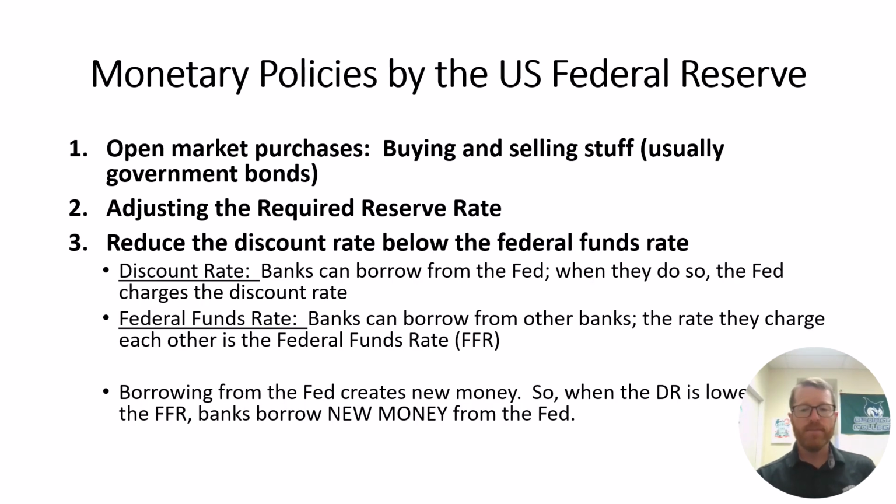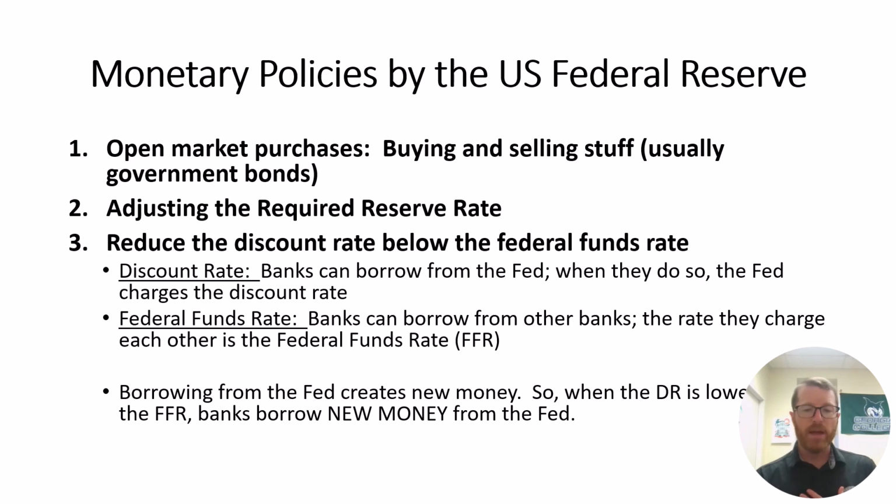A third policy, and this is starting to get a little bit complicated, so I'm going to send you some resources that will help you along the way with this. A third policy that the Fed has is it can reduce what's called the discount rate below the federal funds rate. Before we can even explain why this works, let's make sure we understand the terminology here. The discount rate is the interest rate that banks are charged when they borrow from the Fed.